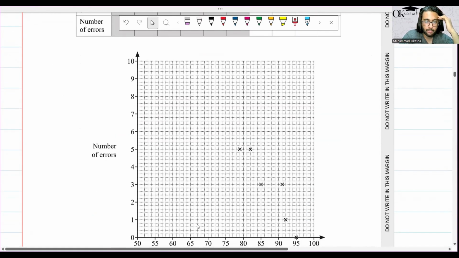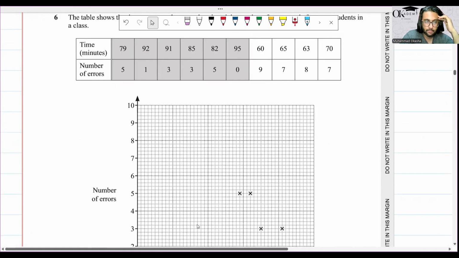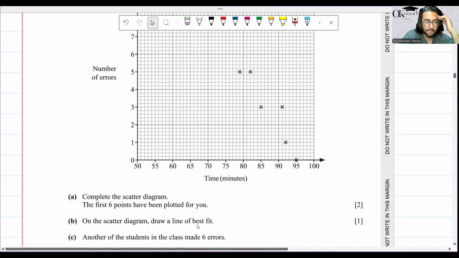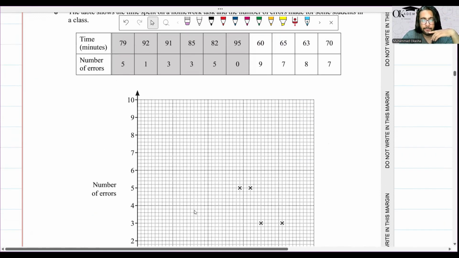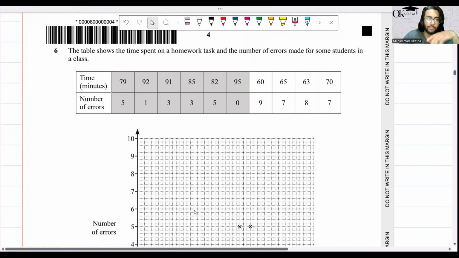Okay, so here's a table. Okay. Complete the scatter diagram. First 6 points have been plotted for you. Not all of the points are plotted. So the shaded ones are plotted, and we have to plot the rest.